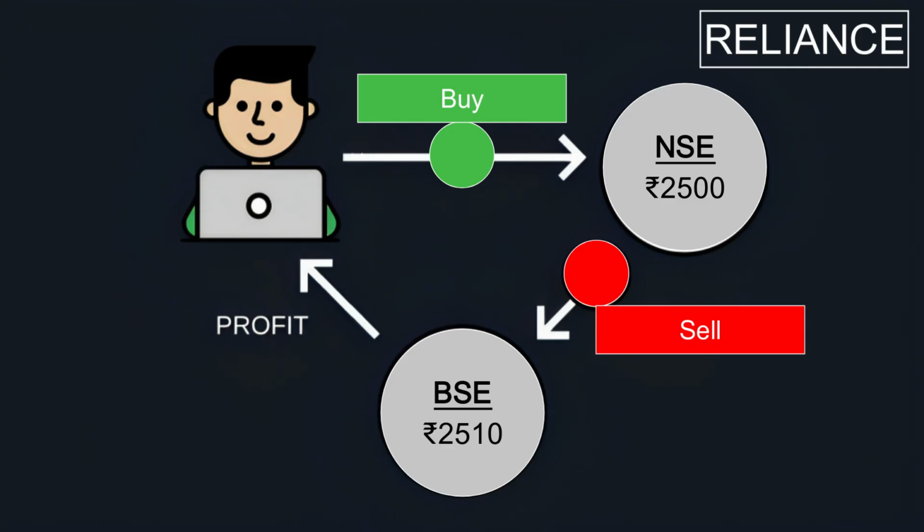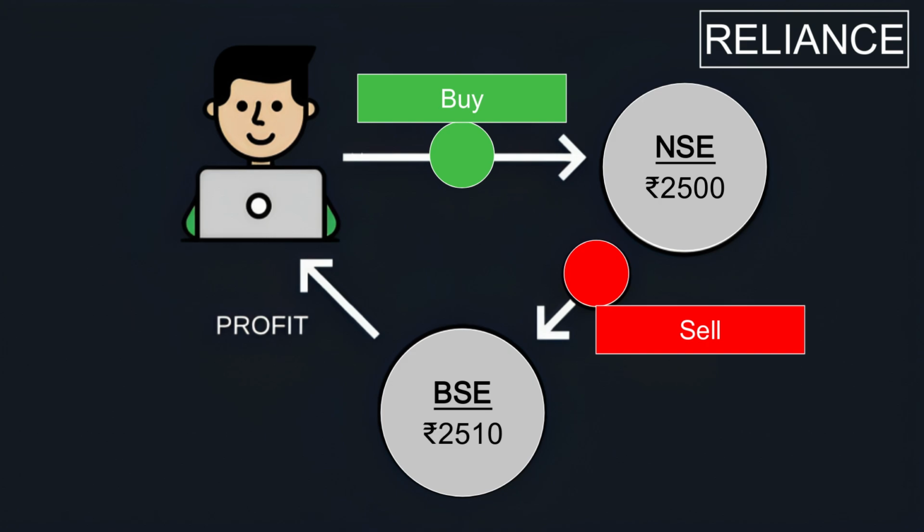Let's say a trader is monitoring the stock Reliance Industries, or you can say Reliance, on both major Indian stock exchanges, which is NSE, the National Stock Exchange, and BSE, the Bombay Stock Exchange. Suppose at the same time on NSE the price is 2500 and on BSE the price is 2510. So there is a 10 rupees difference for the same stock.